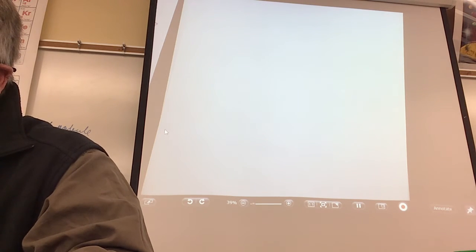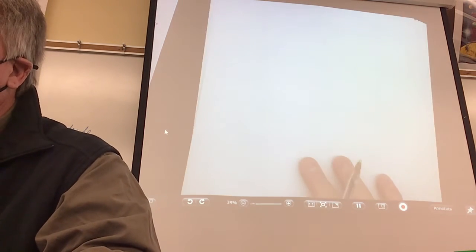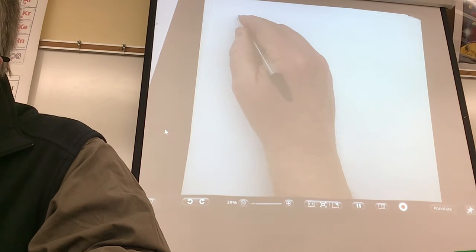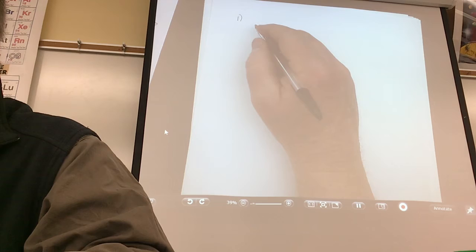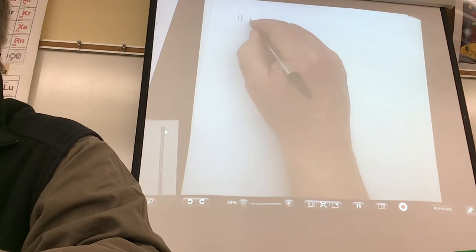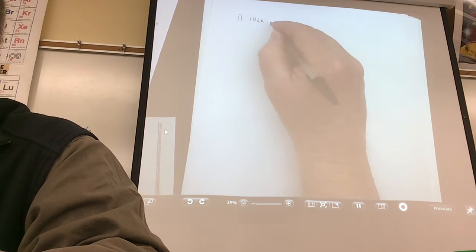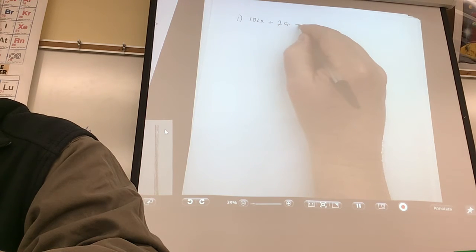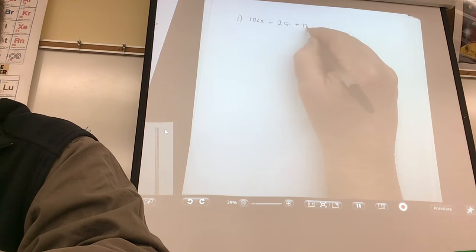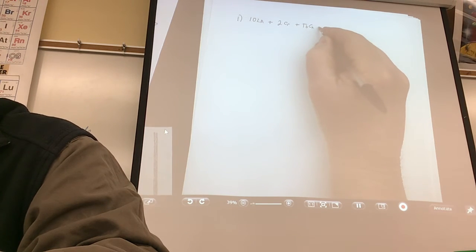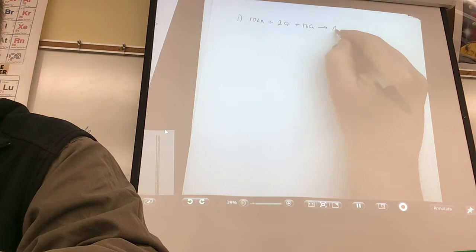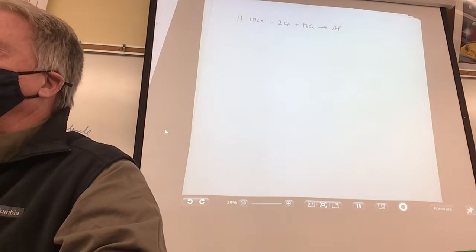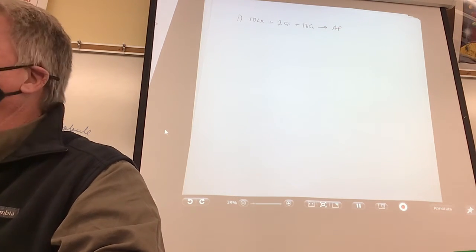An apple pie needs 10 large apples, 2 crusts, and 1 tablespoon of cinnamon. Write a balanced equation that fits this situation. How many apples are needed to make 25 pies? All right, so here's what I'm going to do. We're going to write a balanced equation for this. And I already did one up here. Ready? 10 LAs. What's that? Large apples. Plus what? 2 crust. Plus 1 tablespoon of cinnamon equals 1 apple pie. Hey, balance. All right, it's already balanced. That's neat.